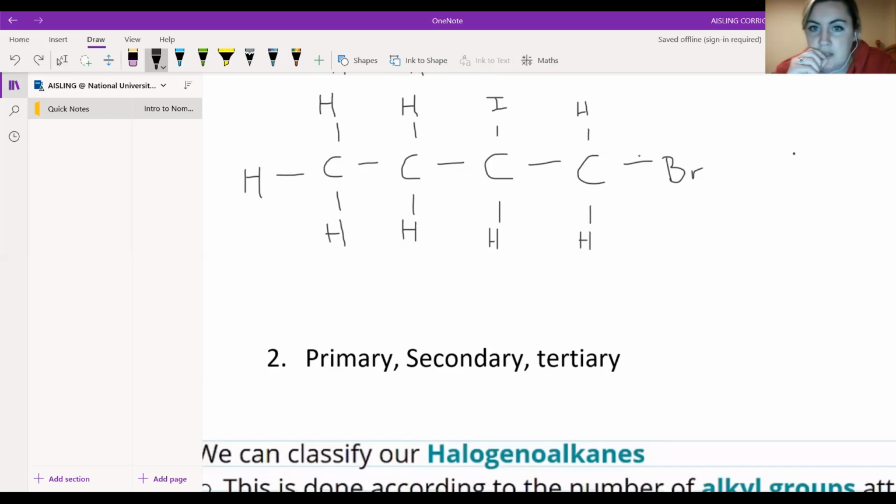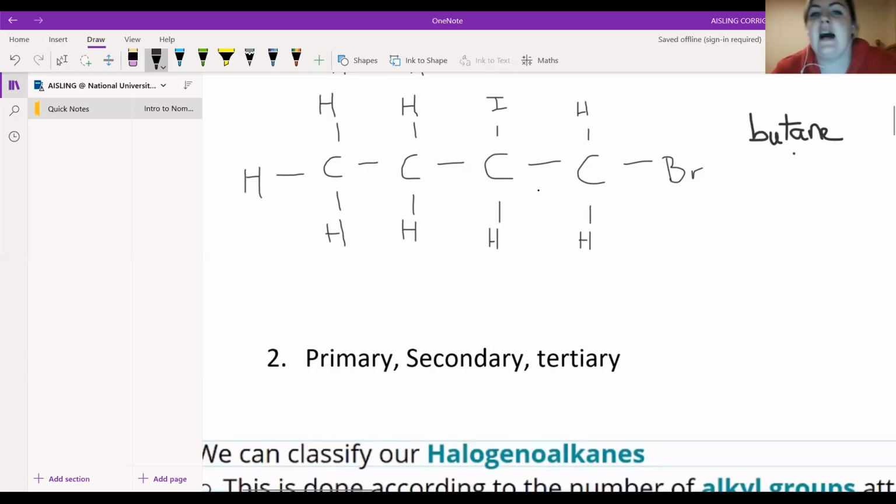I'll let you actually write this down in full as you see it. Give yourselves a moment. Pause it, just write it down. So I know in this case that because the parent chain is 4 carbons, it's going to be a butane. So it's going to be a something something butane. So butane. A good chunk done there.